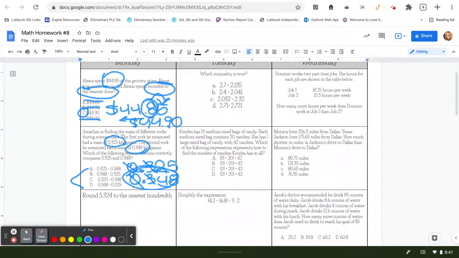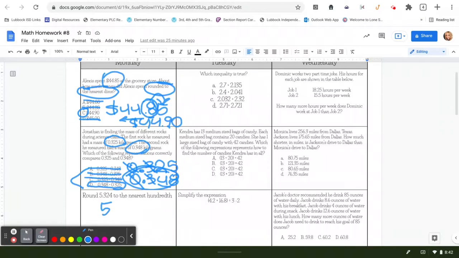So A says that they're equal. I know that's not true. B says that 325 thousandths is greater. We know that's not true. C says 325 thousandths is greater. That's not true. But we can see D says that 348 thousandths is greater than 325 thousandths.